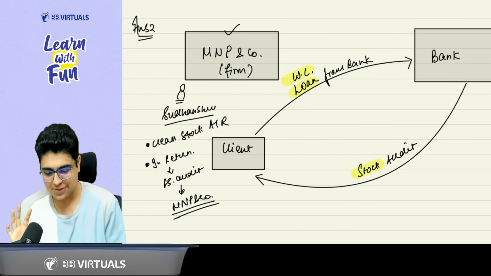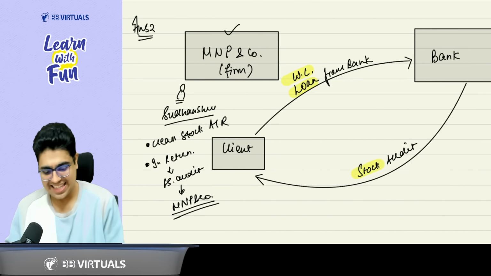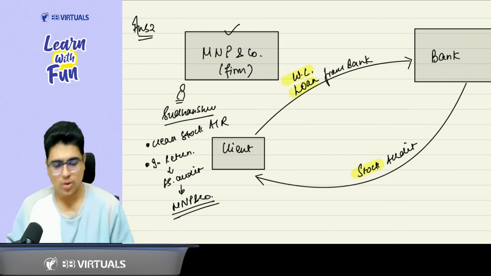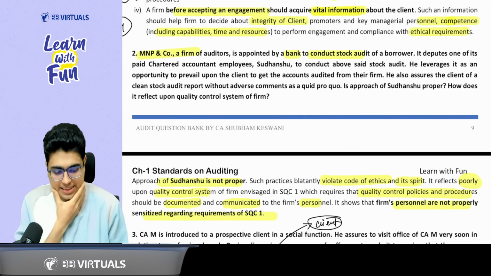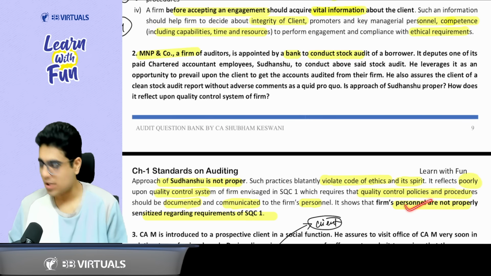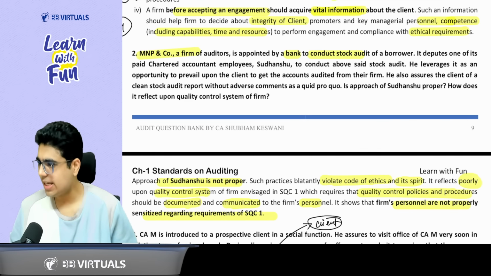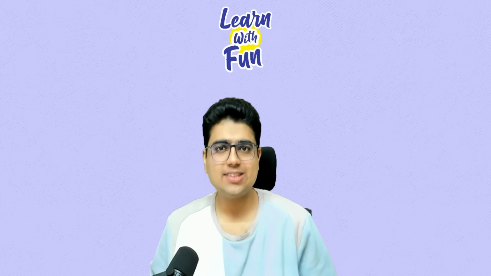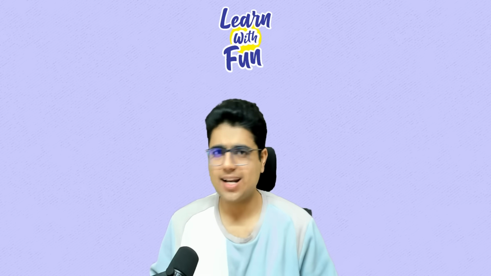So, do you think this firm is a good firm? Or they are very bad people? Sir, they are very bad people. They have a very poor quality of functioning. So, this is how you need to answer it. The question says, is the approach of Sudhanshu proper? The answer is no. You will say the persons are not complying with SQC-1. They are not complying with quality. Clear boss, clear sir. So with this, your whole revision of SQC-1 good questions and concepts is done.